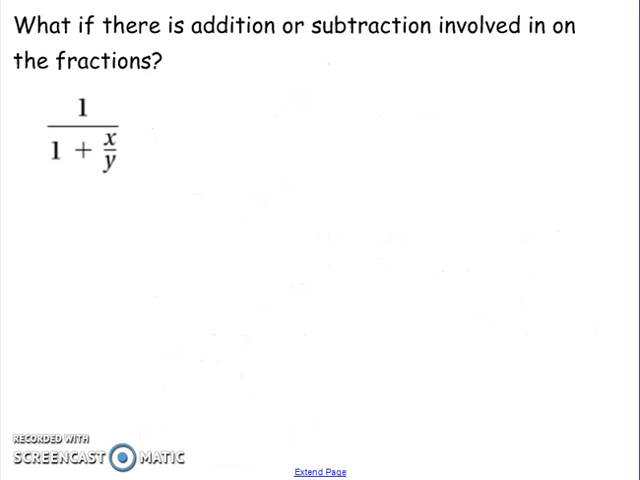But what if there is addition or subtraction involved in one of the fractions? So in this, we have a messy bottom and a messy overall fraction. So first thing we want to do is focus on the bottom piece. So 1 as a whole is 1 over 1, and then we have x over y.